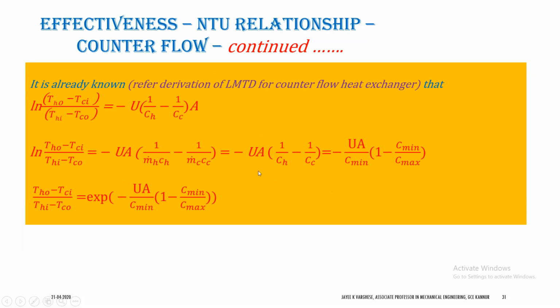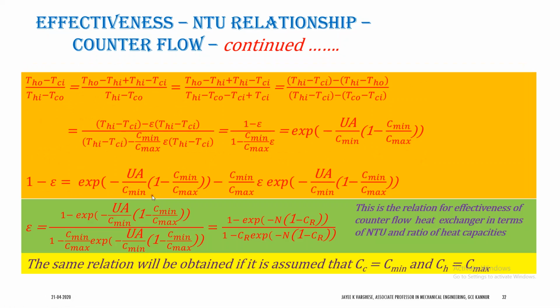And what was the right side? The right side was e to the power of minus UA by Cmin into (1 minus Cmin by Cmax). UA by Cmin, as all of us know, is called the number of transfer units, or NTU. So e to the power of minus UA by Cmin into (1 minus Cmin by Cmax). Now from these relationships, we can separate out epsilon.